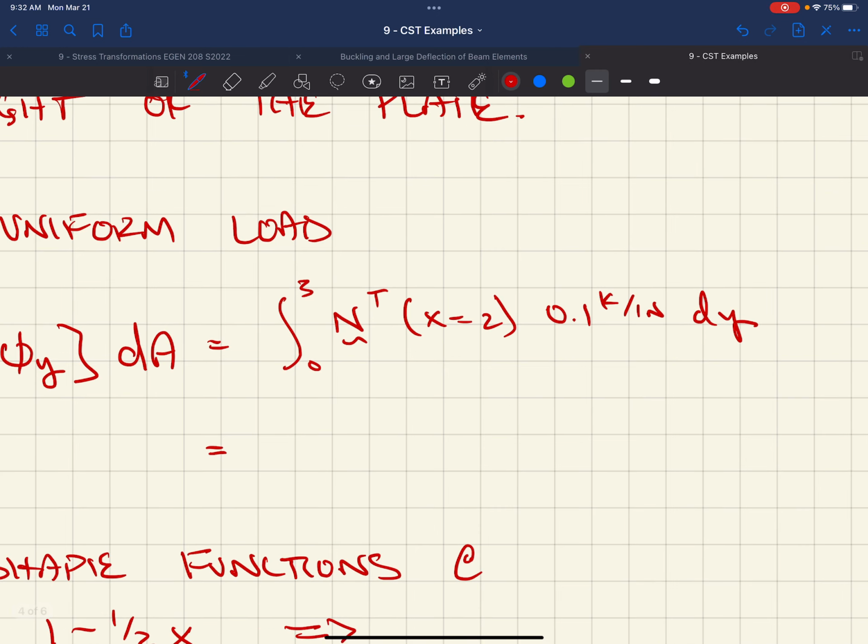0 to 3, being that we're going from y equals 0 to y equal to 3. We're going along the full length of that edge with respect to y. Well, I'm going to pull out our constant here, kips per inch, integral 0 to 3 of N at x equal to 2 dy, right? And as you guys did in the homework, very straightforward, right?